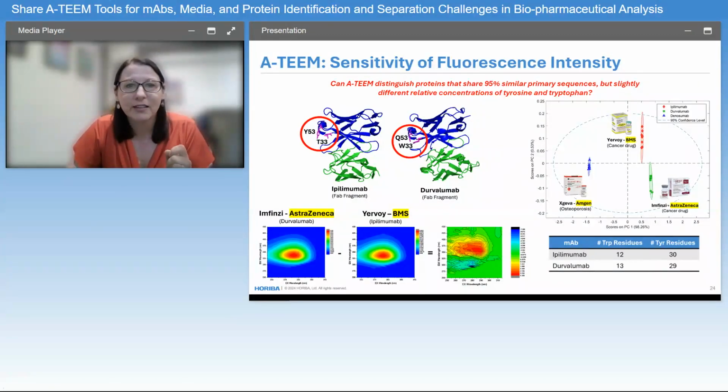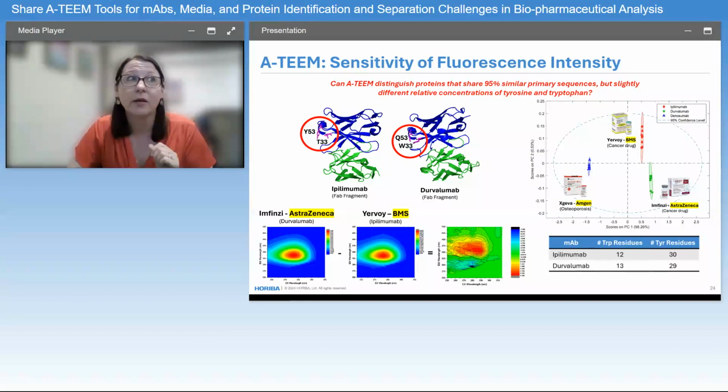So first, looking at these two, there's Imfinzi and Yervoy. And so the A-TEEMs by eye, again, they look very, very similar. In reality, the protein structures are also very similar, but they differ by one tryptophan residue and one tyrosine residue in their sequence each. Okay, so even though the fluorescence signature looks very similar, when you do a simple normalization and subtraction, you can actually get a difference A-TEEM plot that tells you that these are not the same thing.